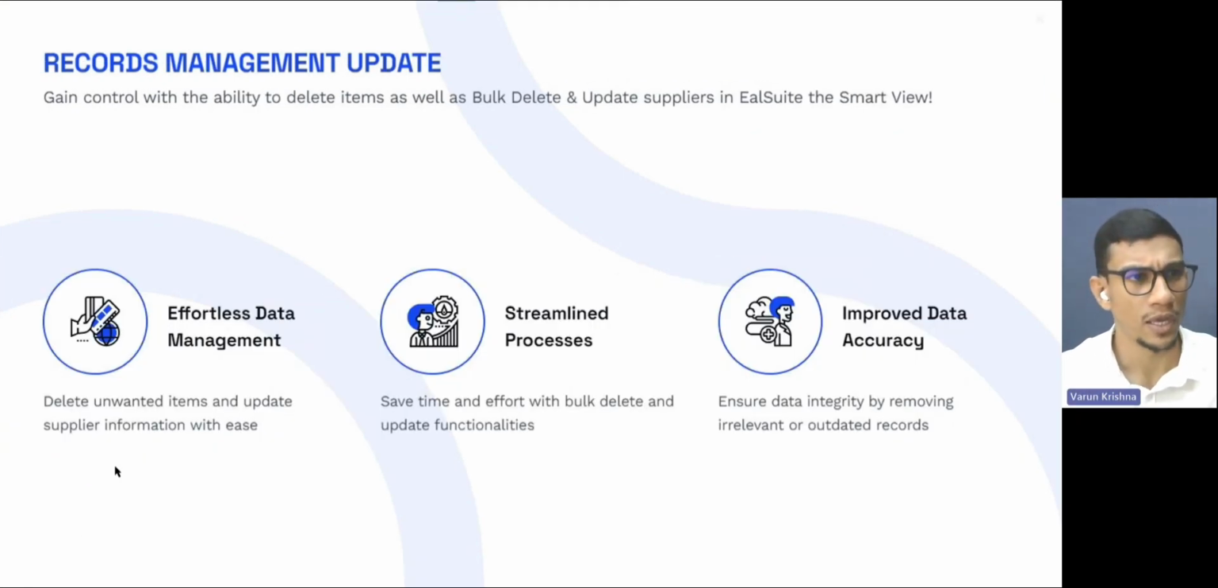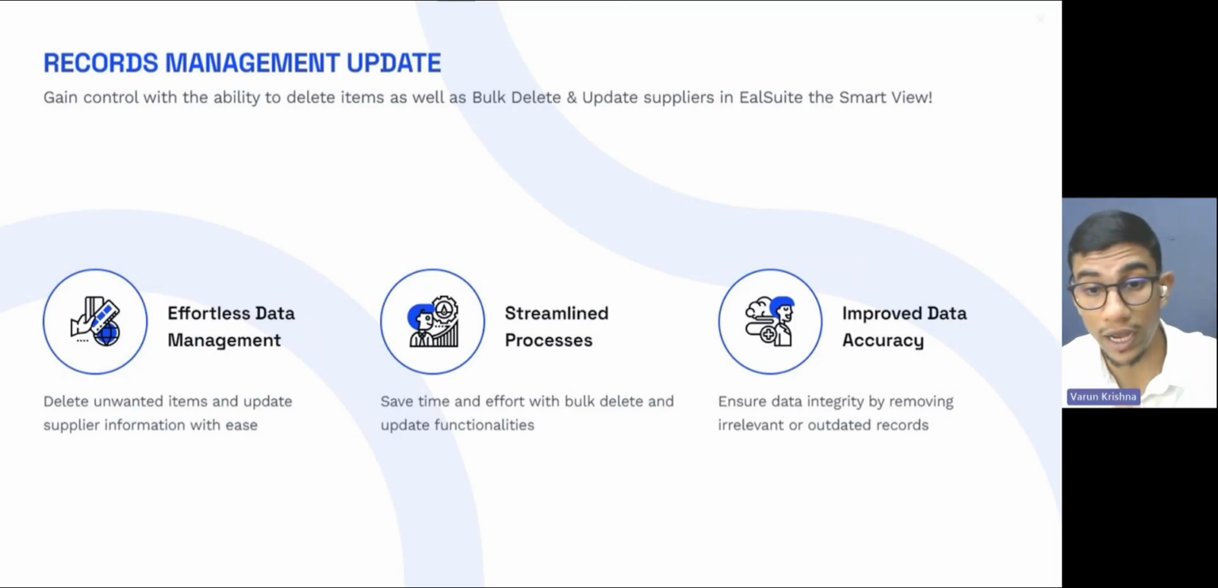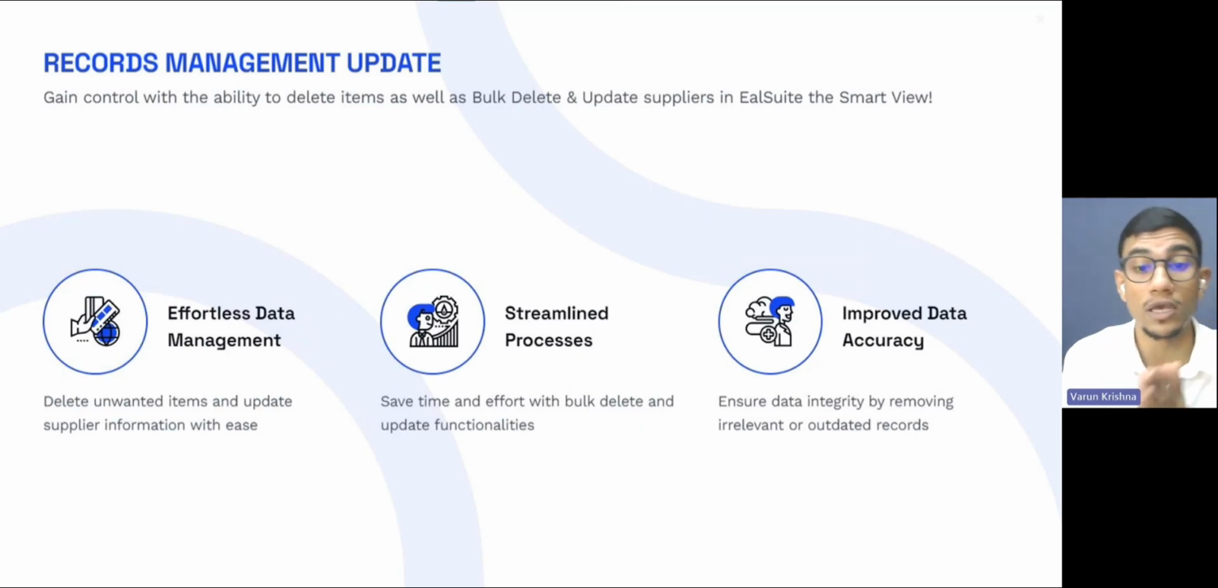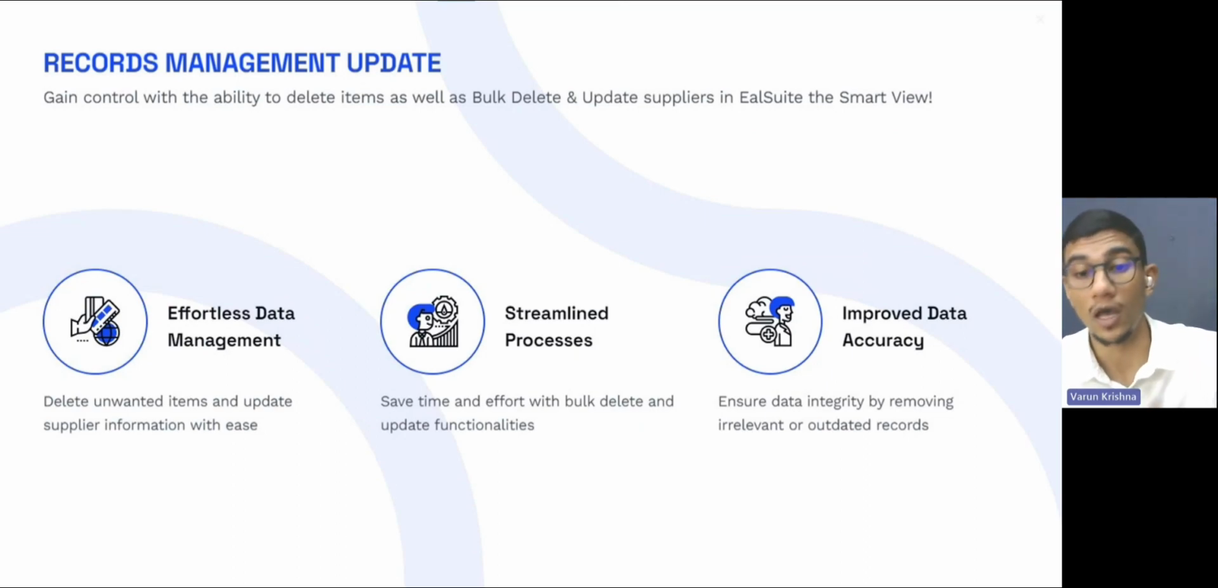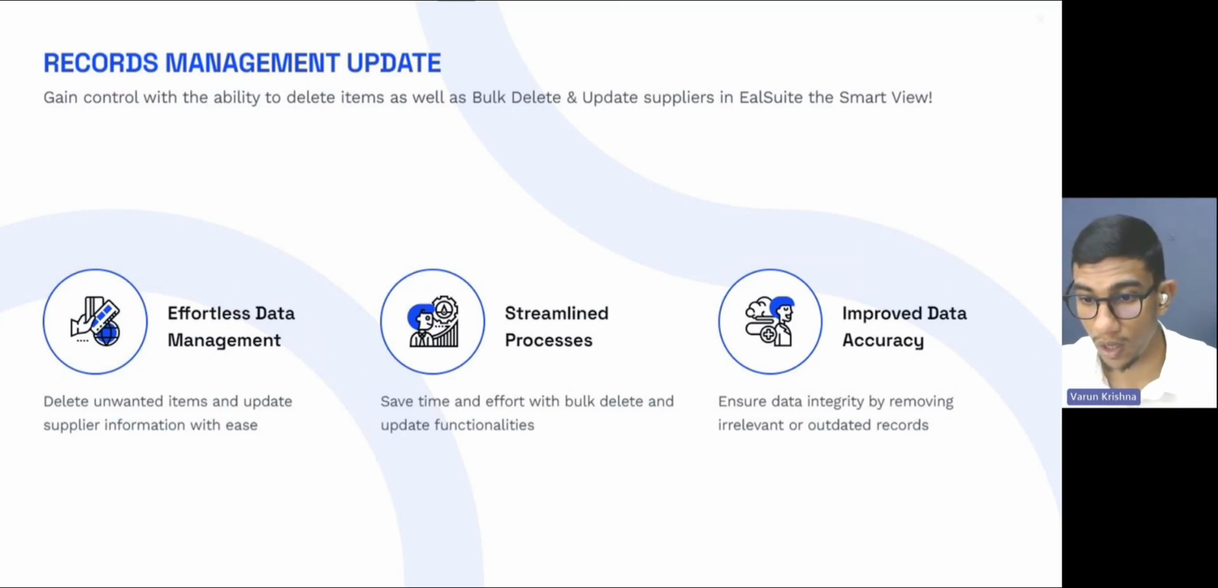The next update, records management update. Gain control with the ability to delete items as well as bulk delete and update suppliers in EalSuite in the smart view. So effortless data management, you can delete the unwanted items and update your supplier information very easily. Save time and effort with bulk delete and update functionalities. And also you can ensure data integrity by removing irrelevant or outdated records. That's one thing. So we'll again go to our software.